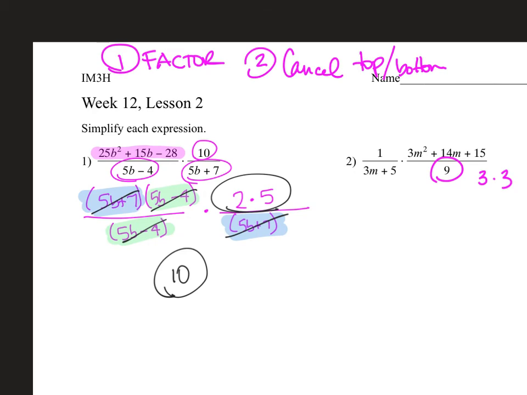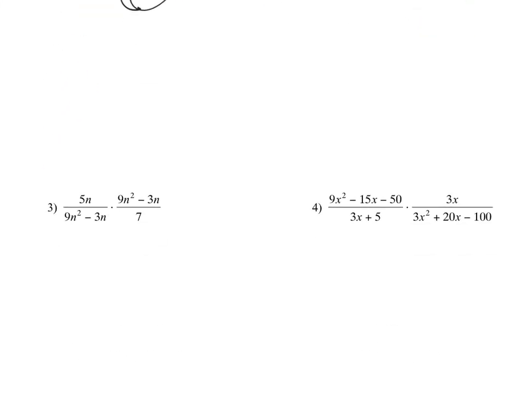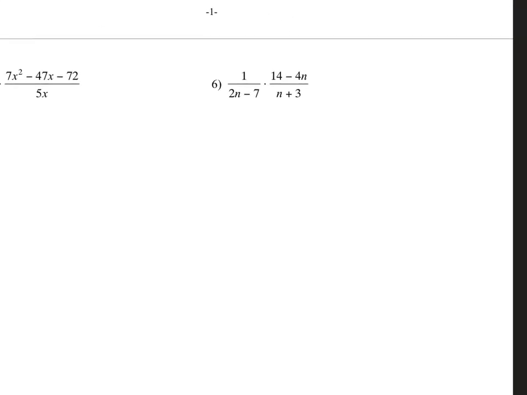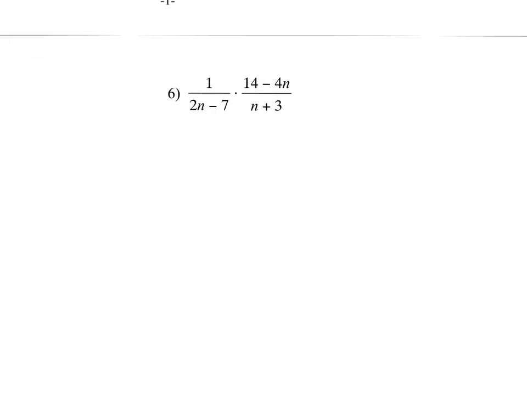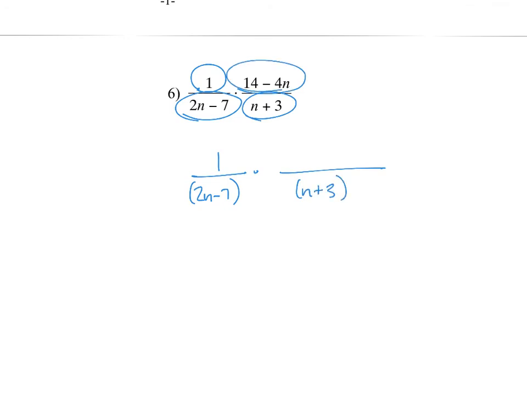The other problem that I'm going to do is number 6, so that's on the second page. Let's take a look at 6. I'm going to factor anything that I possibly can. Let me put my skeleton. 1 doesn't factor. I'm going to bring that down. 2n minus 7 doesn't factor, so I'm going to bring that down. n plus 3 doesn't factor. I'm going to bring that down. And this does factor. It has a GCF of 2. When I take 2 out, I'm left with 7 minus 2n.